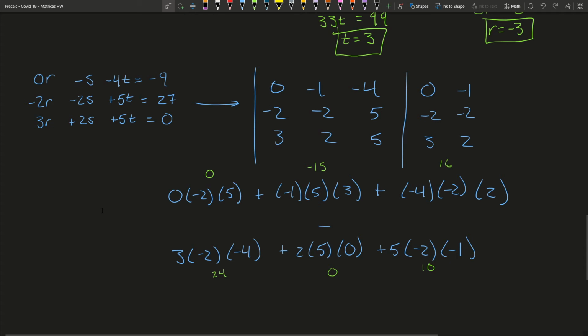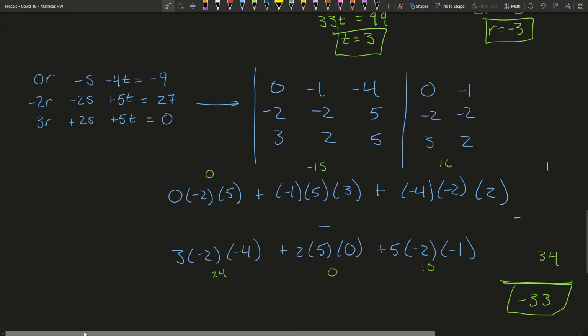Okay, then we just subtract that top part from the bottom part. Up top, we have 0 minus 15 plus 16. That's just 1. And then we want to subtract that with 24 plus 0 plus 10, which is 34. So 1 minus 34 is -33. Are there questions about any of that or anything on the homework?